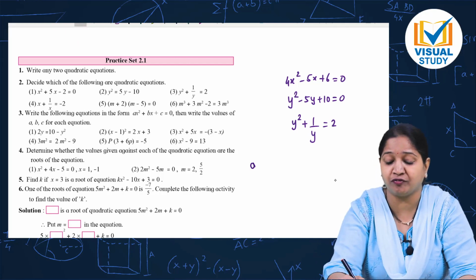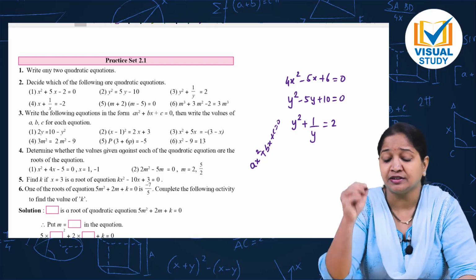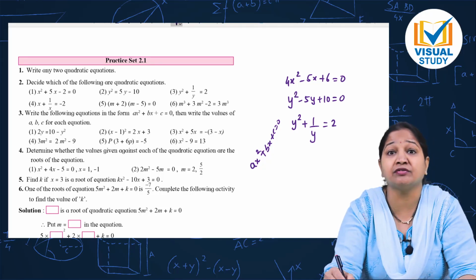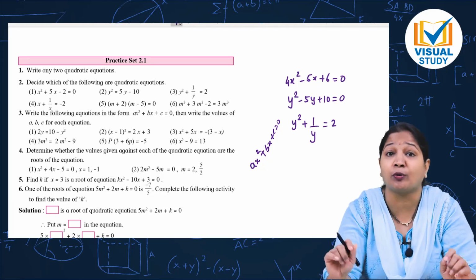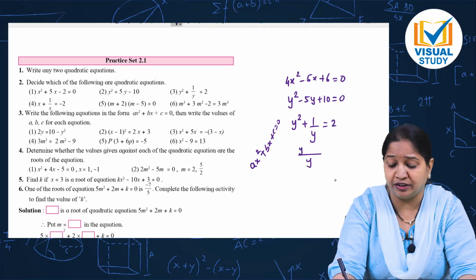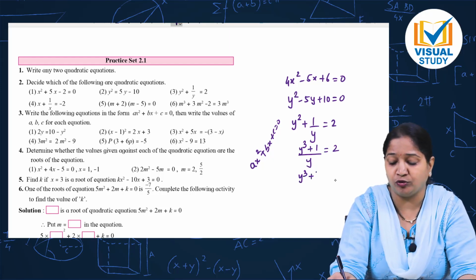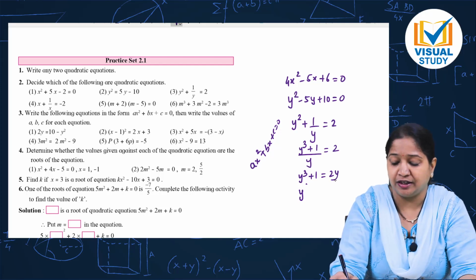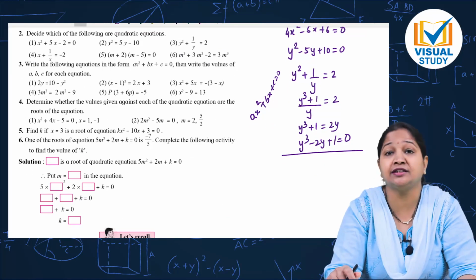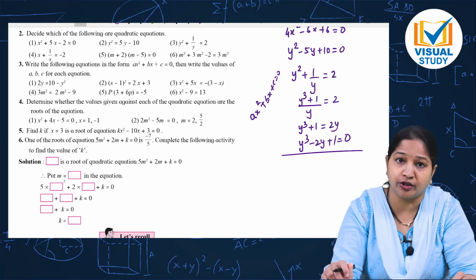But actually our standard form is ax square plus bx plus c equal to 0. And here bx is 1 upon y. So we have to convert it into a proper quadratic equation. Now taking the LCM, you will get y cube plus 1 is equal to 2y, and y cube minus 2y plus 1 equal to 0. Is this a quadratic equation? No, because the degree here is 3. So it is not a quadratic equation.